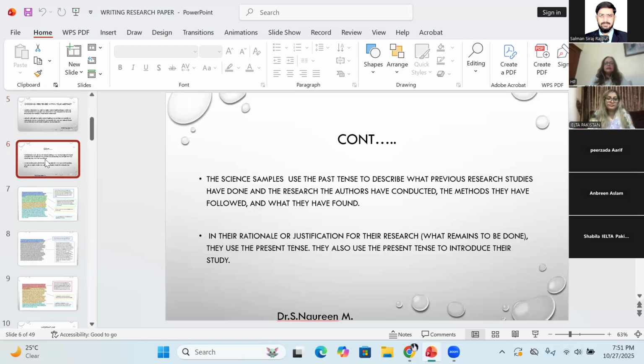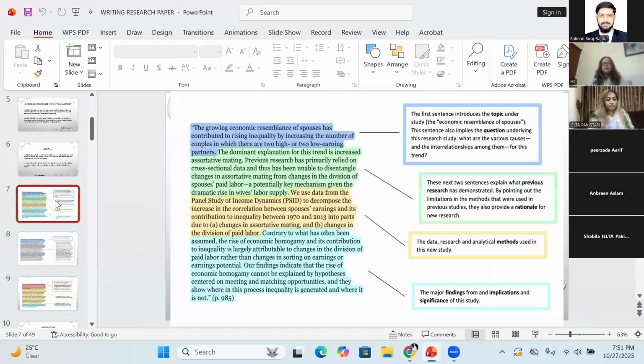In sciences, the samples use the past tense to describe what previous research has been conducted on, what the authors have conducted, what the method is, etc. Now, this is very interesting, which I want to show to you. It's an entire thing. You will see the different colors, the coding in different colors.